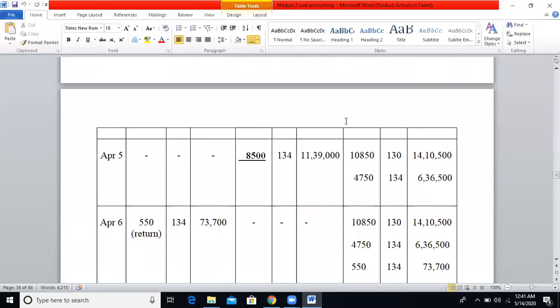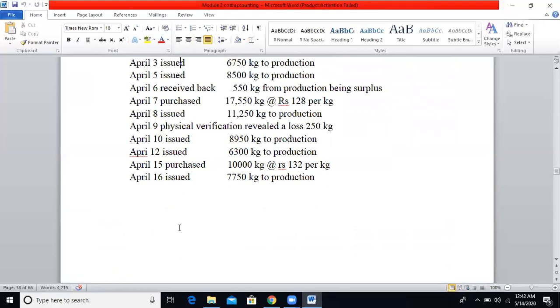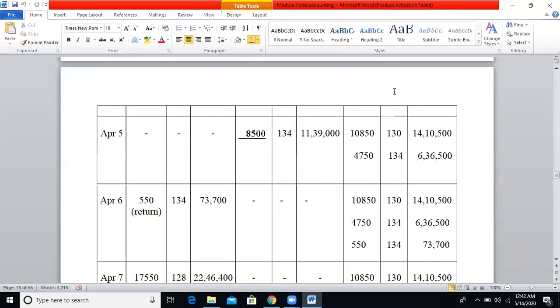So date will be April 6th. Quantity returned is 550 kg. The rate will be 134. See, if they have given the return goods rate, then you have to consider the same rate which they have mentioned in the problem. If they have not given the rate, then if they are following the LIFO method, the last balance or the last purchase units price, that price only you have to consider. Here the last purchase price will be 134. So the same rate will be considered for the return goods also. 550 into 134, you will get the value as 73,700.